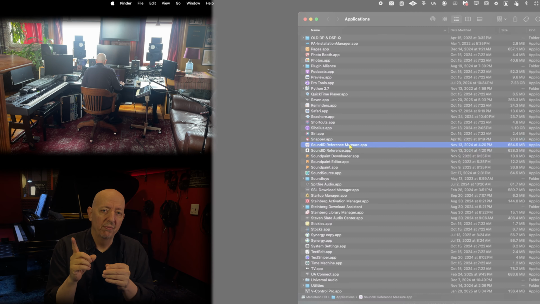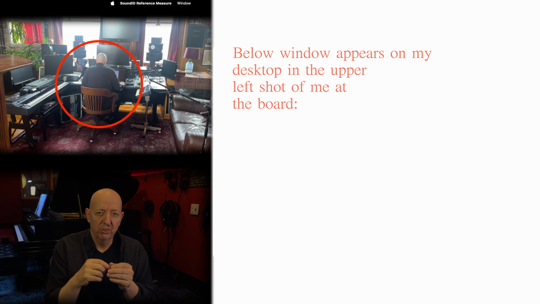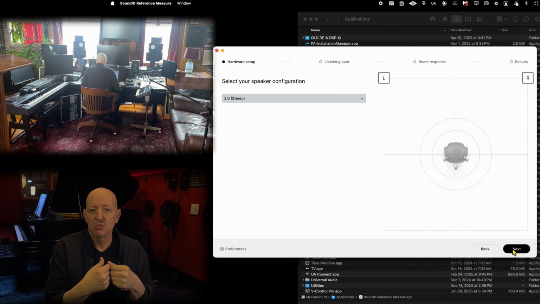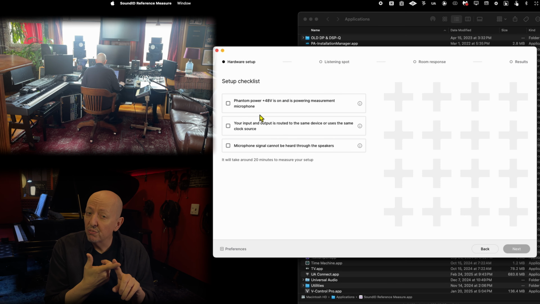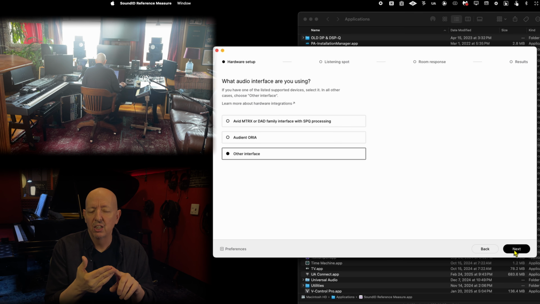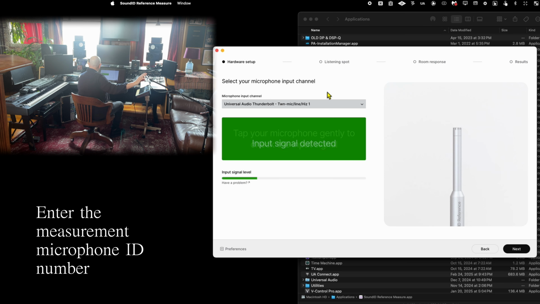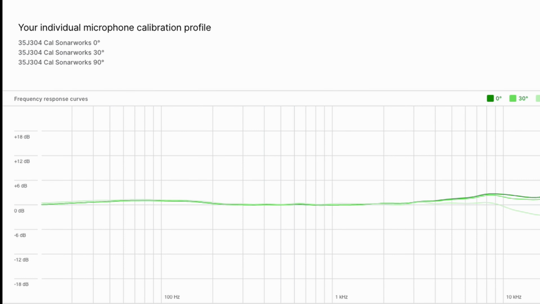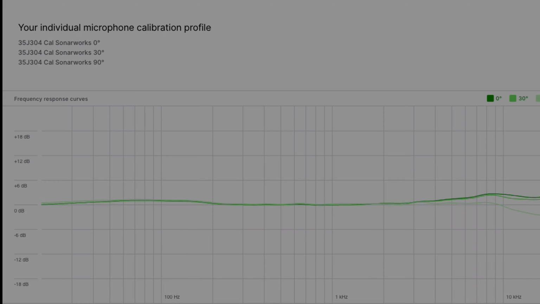So part one, test calibration. You're guided through just the setup process. So, do you have the phantom power on? Is your measurement mic not sounding through the speakers, which it shouldn't be? Are your levels correct? Enter the measurement microphone's ID number. If you have a calibrated mic from Sonarworks, the individual microphone's calibration profile will show up here.